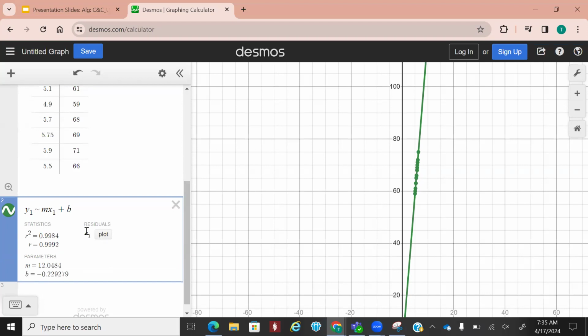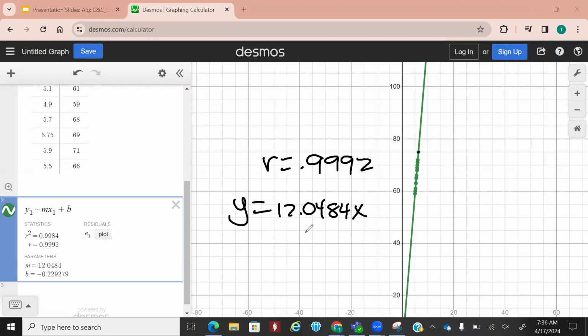Now, look at what it does for you. It goes ahead and writes the equation for you. Okay, so remember how we were doing it by hand yesterday? You don't have to do it by hand. This does it for you, which is great. Yay, technology. Okay, so right here is your correlation value. R equals 0.992. Notice how these dots are pretty much in a straight line, right? Okay, this M and this B down here, we can actually write the equation for this. We can say Y is equal to our M, which is 12.0484, X minus our B value, which is 0.229279.